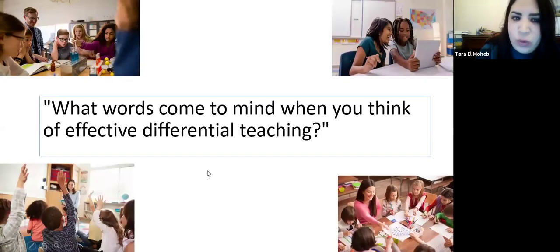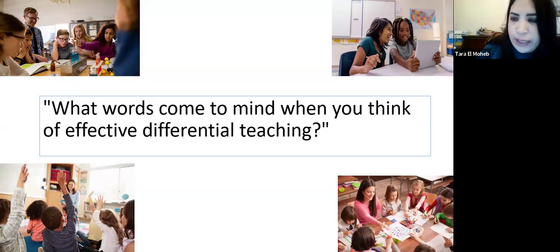So, what words come to mind when you think of effective differentiated teaching? Can someone answer this question? By looking at the pictures, what words come to mind? What are the students doing in the first picture? Okay. The first picture here, the students are all together. They are attending a lesson all together.